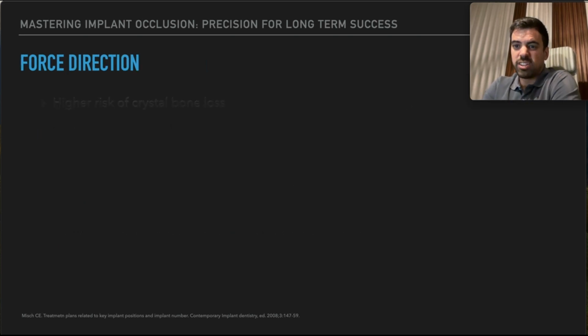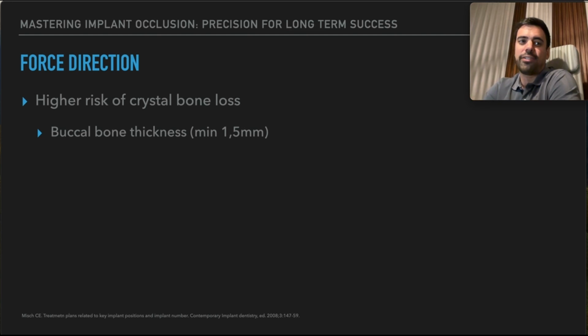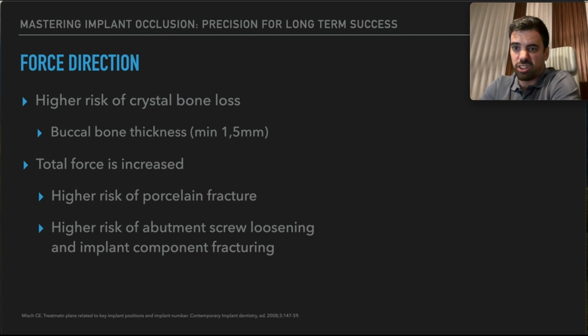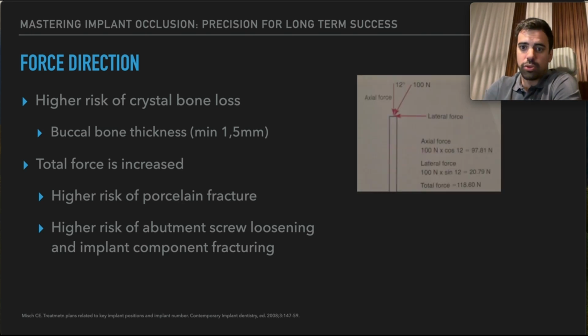And then the force direction is important as well, because we have high risk of crestal bone loss. The buccal bone thickness needs to be minimum 1.5 because of a lot of principles, but one of them is also because of the load. And because the total force is increased, we have higher risk of porcelain fractures and then abutments or screws.